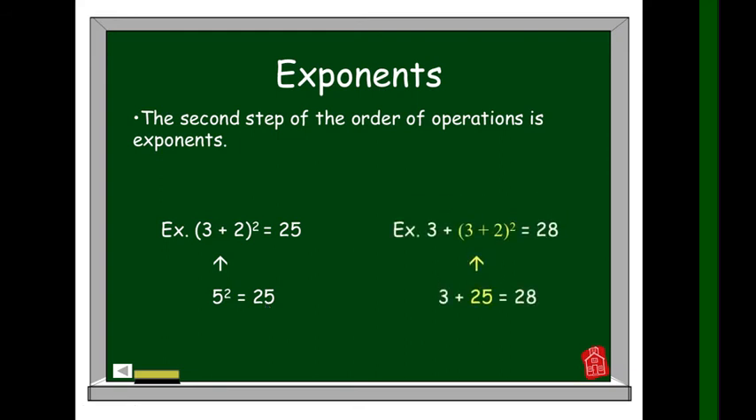Another example is this one: 3 plus (3 plus 2) squared. Parenthesis siya, so mauna yung parenthesis, which is 5. Then, 5 squared is 25. The next yon, bago siya in-add kay 3, which is 3 plus 25. And the answer is 28.